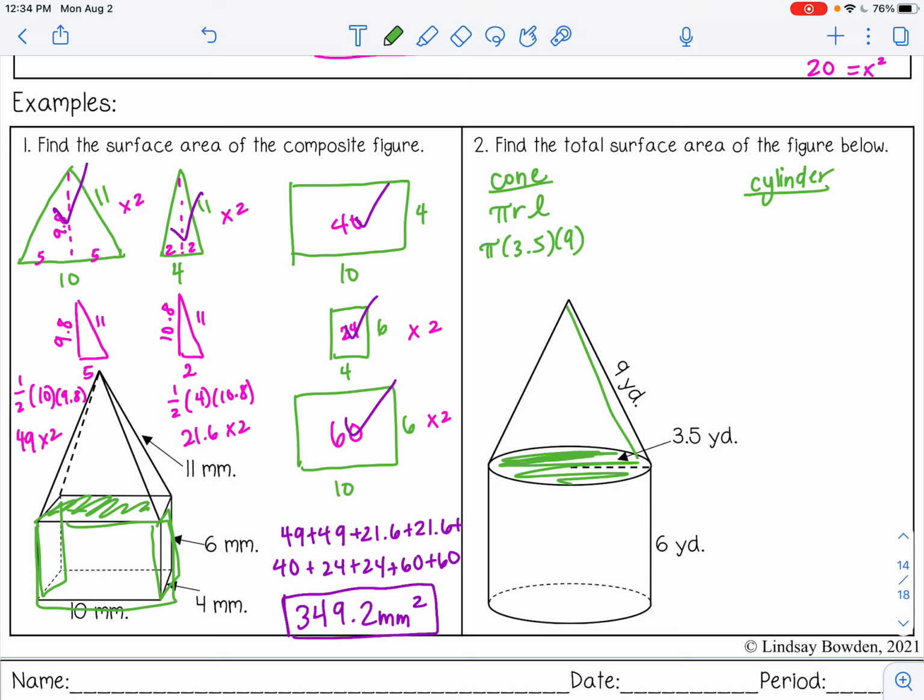For the cylinder, if we think about the formula for surface area of a cylinder, let me write that out. It's 2 pi RH plus 2 pi R squared. So this accounts for the 2 circular bases, 2 pi R squared. Remember, pi R squared is area of a circle. But in this particular case, we just want one of those circular bases. We don't want this one. So I'm going to rewrite that formula as just pi R squared. All right, so we have 2 pi 3.5 times 6, that's my height, plus pi 3.5 squared.